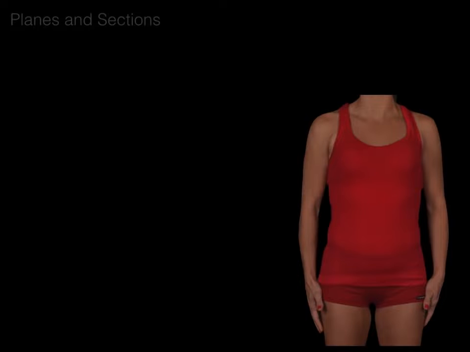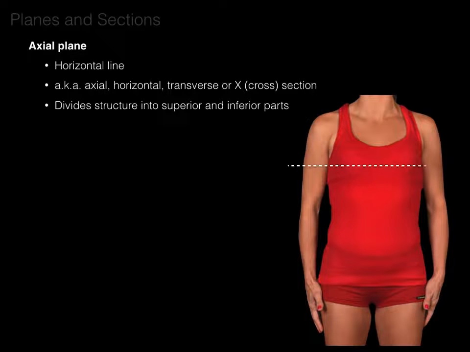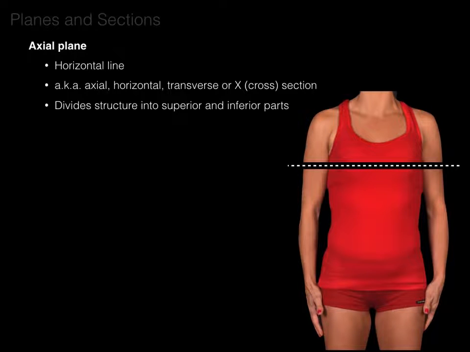All right. And then finally, we have the axial plane. The axial plane is a horizontal line, goes side to side. And it's also known as an axial planar section, or horizontal, or transverse, or cross section. Sometimes we use the letter X. All of those are synonymous. Yeah, it's a pain in the derriere, and I'm really sorry about that. I'm the messenger in this case. All right, so a horizontal line, and it divides a structure into superior and inferior parts. For example, like this, and shing, and we separate it.